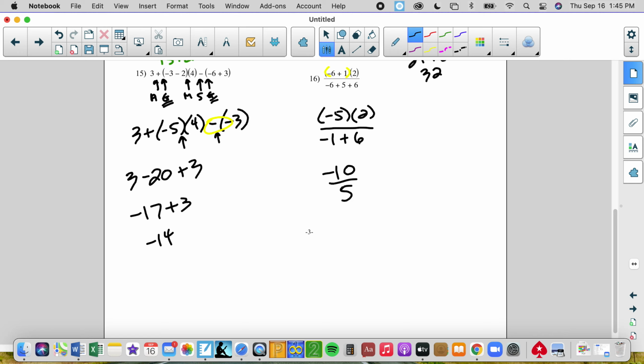We cannot leave a fraction like that. This is not simplified. You can't leave a fraction like that. We have to put it in lowest terms. So -10 over 5 can be simplified to -2, which would be our answer.